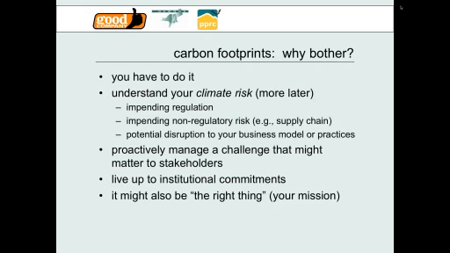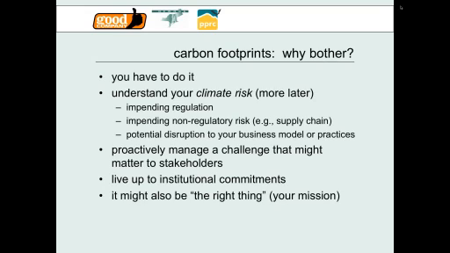Some people also want to manage a challenge that might matter a lot to certain stakeholders. So in other words, they want to be proactive about something that matters to people often outside the organization. And this is really about getting ahead of that. It's not regulatory in nature, it's proactive, but it means a lot to them.